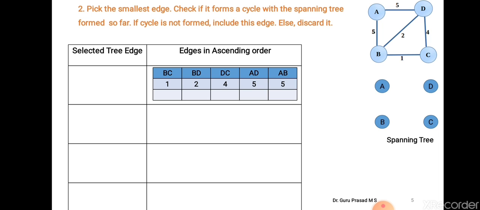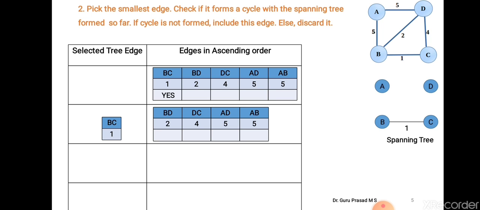First I am selecting the smallest edge BC. So observe the figure of the spanning tree. If I select the edge BC, it does not form any cycle. So I am selecting the edge BC. After selecting the first edge, in the second row, again you have to arrange the remaining edges in order.